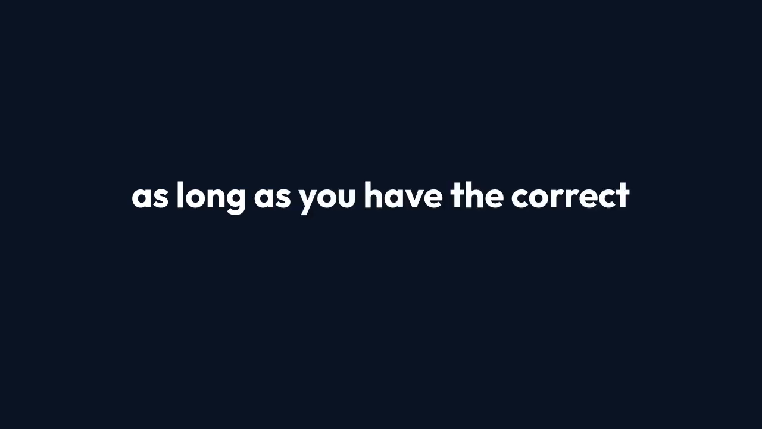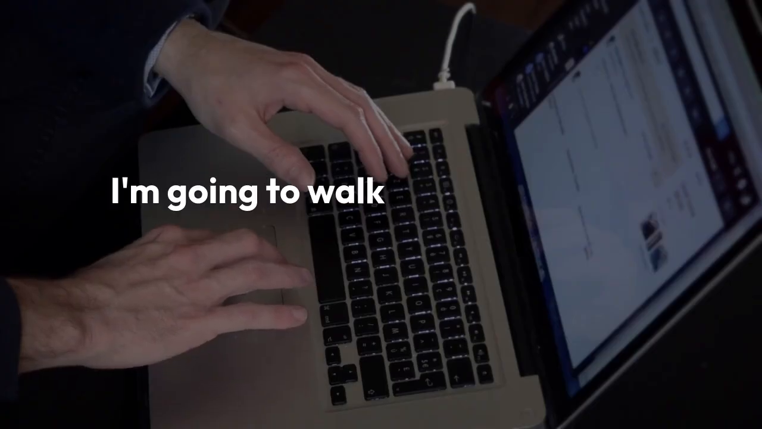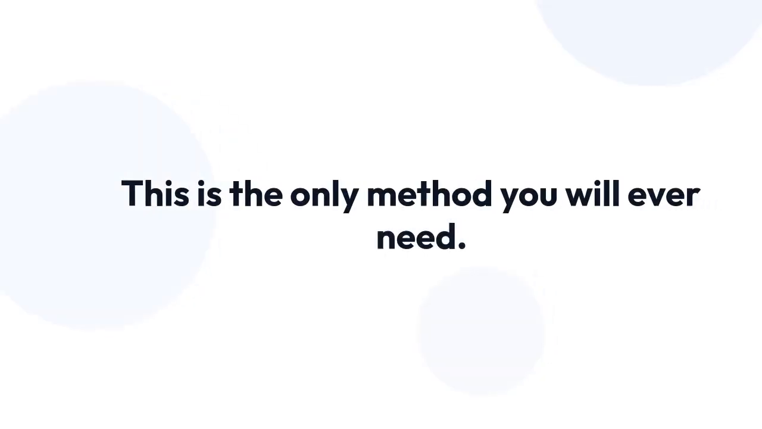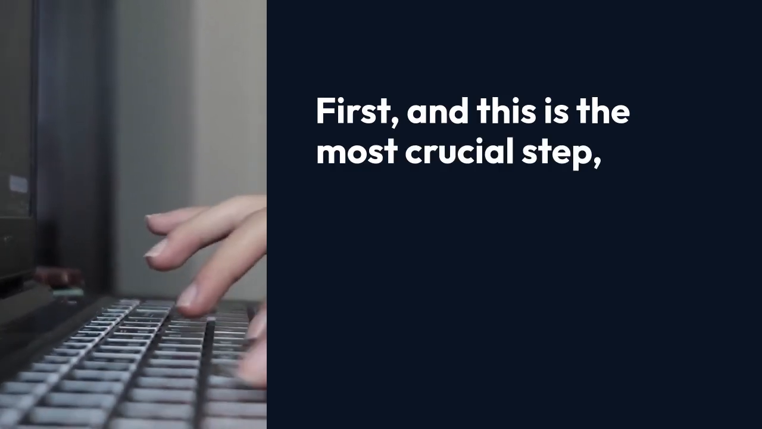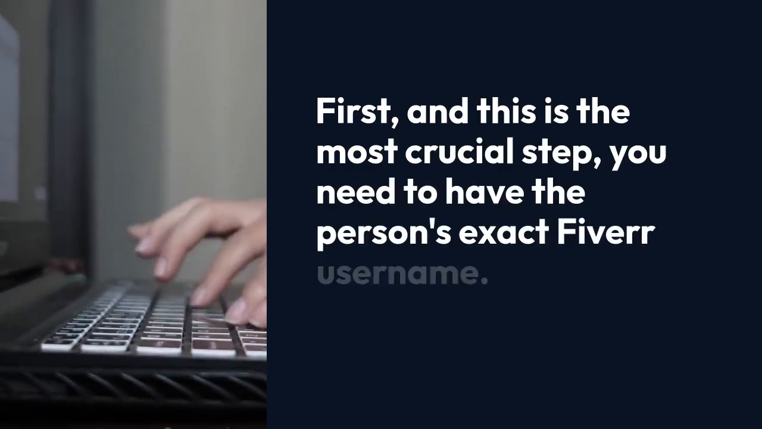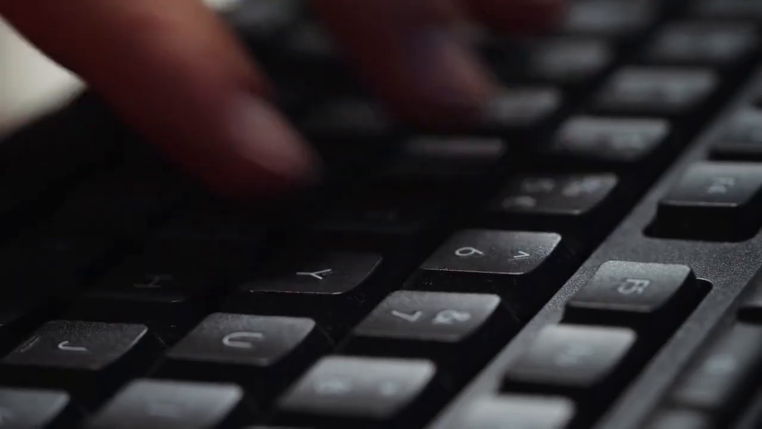Don't worry, there's a very simple and direct trick that works every single time, as long as you have the correct username. I'm going to walk you through the exact steps. This is the only method you will ever need. First, and this is the most crucial step, you need to have the person's exact Fiverr username. You must get the spelling absolutely correct. Double-check for any numbers, underscores, or special characters. Even a single letter being off will cause this method to fail.